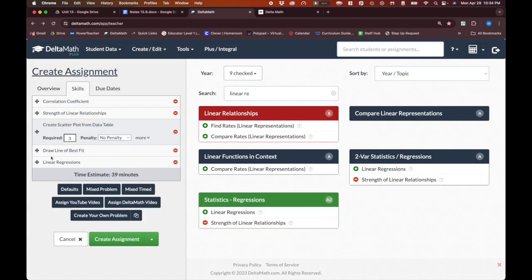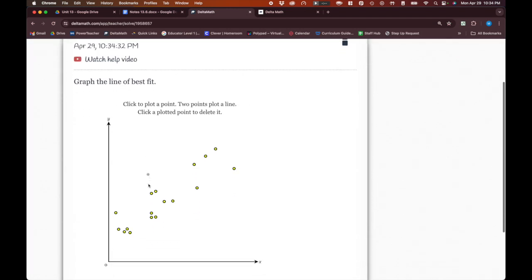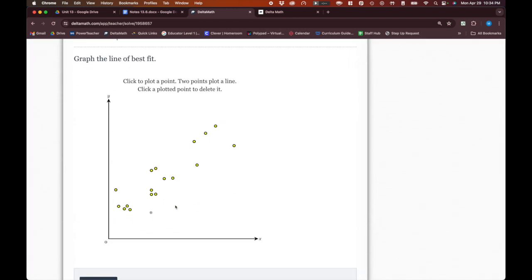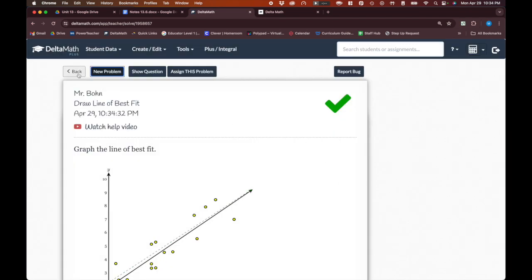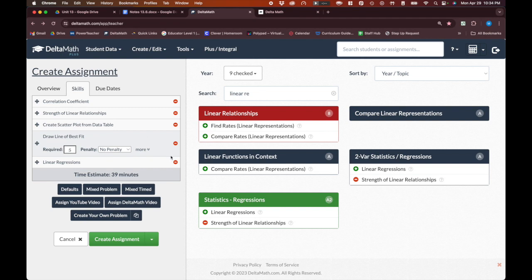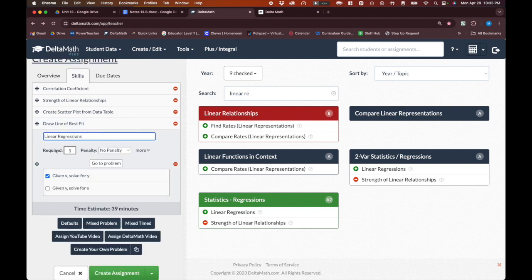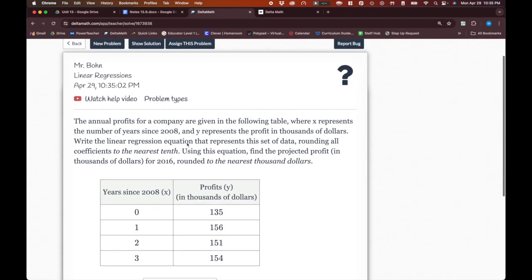The next one also is super duper fun. I've got a nice set of data here. It looks like this one is positive, a pretty strong positive correlation. Huh, that's fascinating. I'm just going to guess that these are my 2 points, and let's go ahead and hit submit. Oh, yes. Got it.